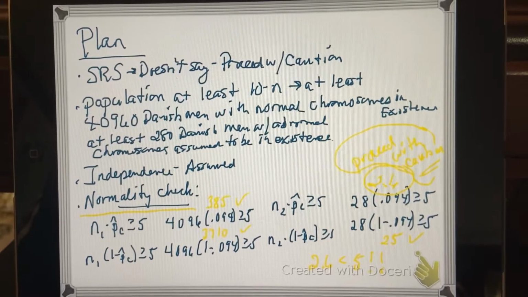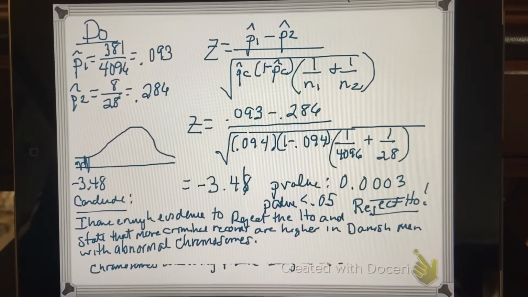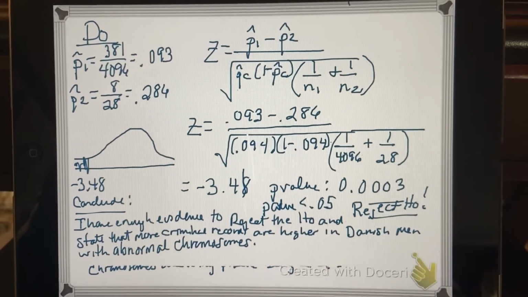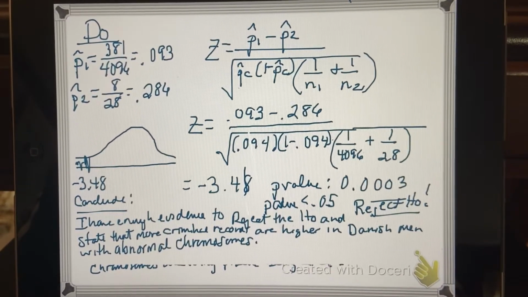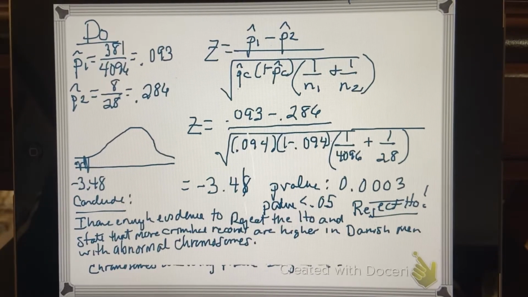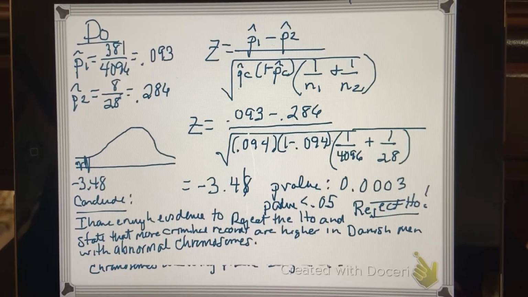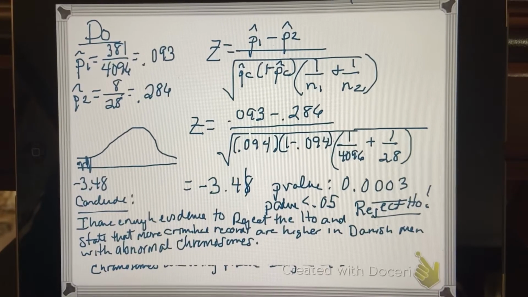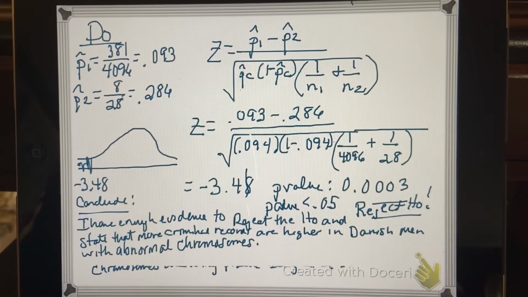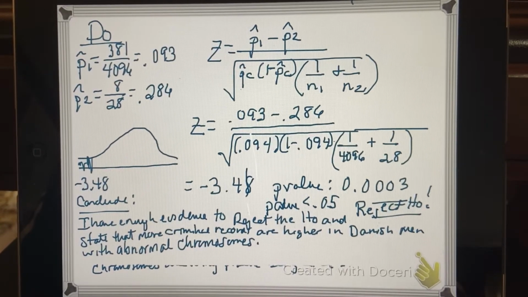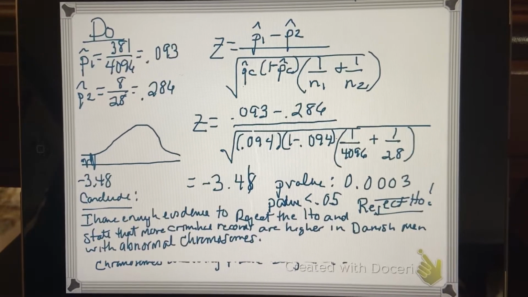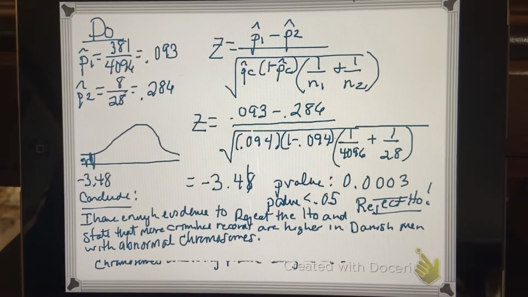All right. The next part is the do. And so I'm over here identifying both p hat 1 and p hat 2. Remember, p hat 1 was men with normal chromosomes that had criminal records. So 381 out of 4,096 gave me a proportion of 0.093. And then p hat 2, 8 out of 28, is 0.286.